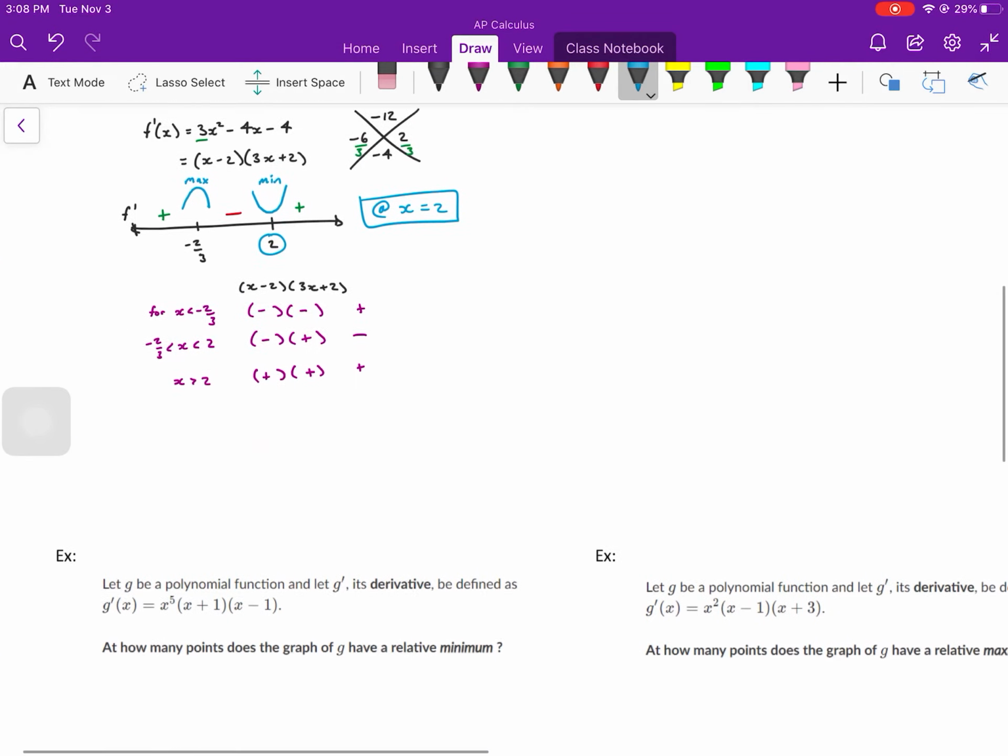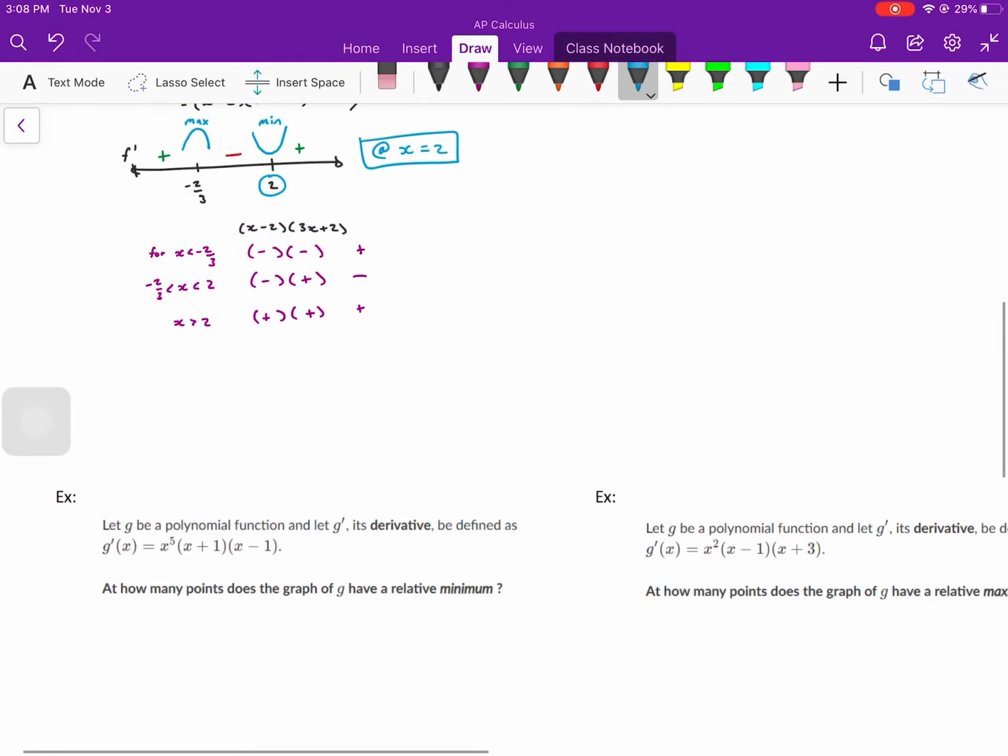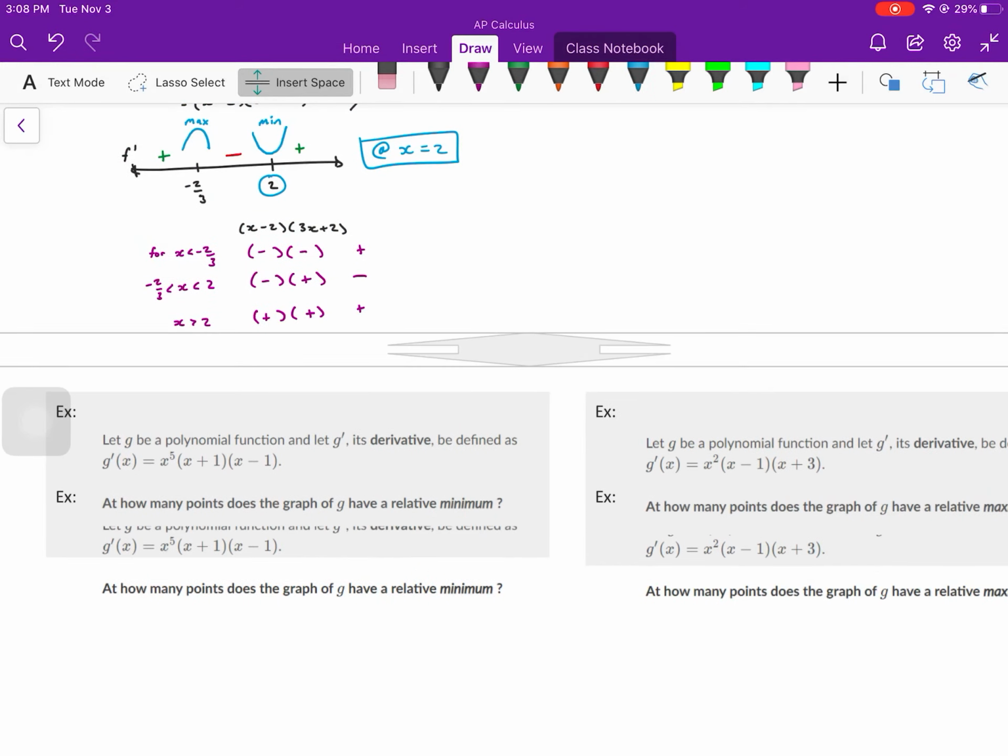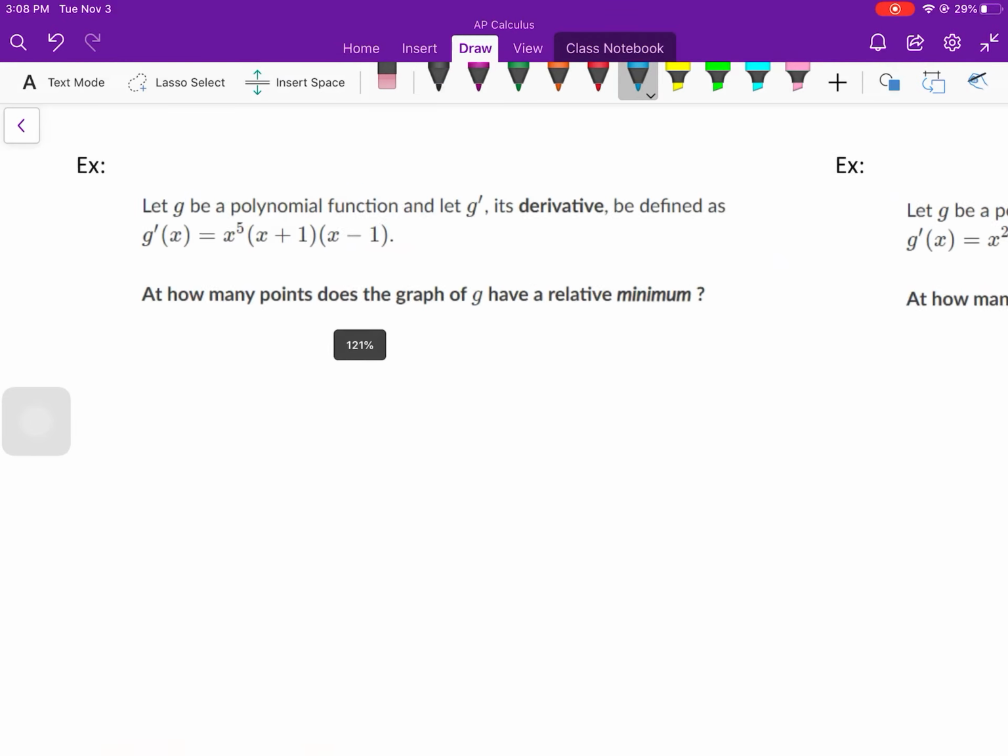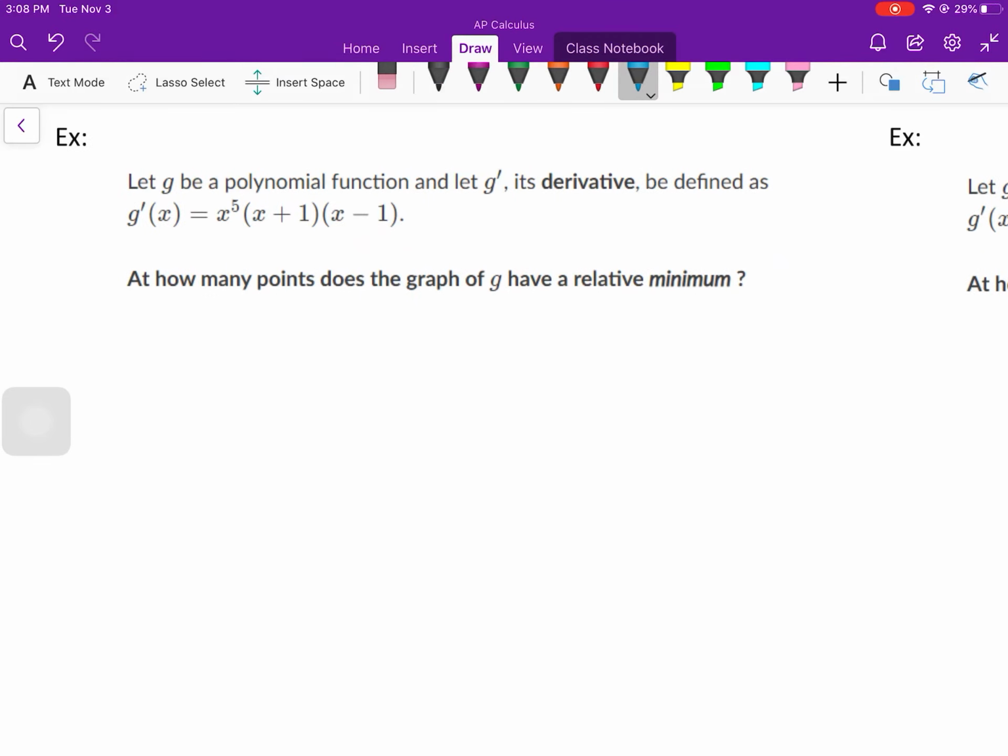You do the same thing for that problem. Now, I'll see if I can include the detailed answer. This one's actually less work. These problems, at how many points? So this one, they don't want to know the actual x values. We're going to find the actual x values, though. But at how many points does the graph of G have a relative minimum? Now realize we're starting with G prime. That's why it's actually less work. So we don't know G. We can't just put this one in Desmos and figure it out. But we know G prime.